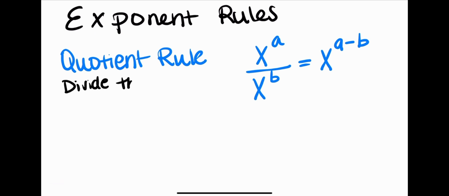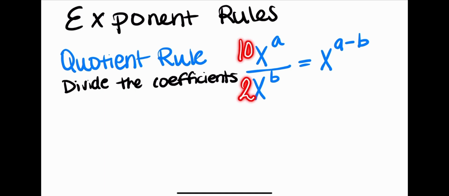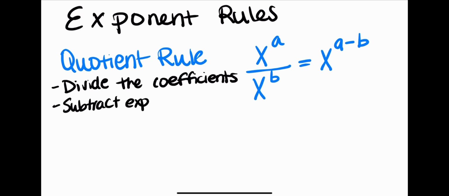So basically the gist of quotient rule is to divide the coefficients as normal, right? Because it is division. This is a division sign. So if there was a coefficient here like 10, and then this coefficient here was 2, then 10 over 2 would give us 5. Okay, so you're going to divide your coefficients as normal, but you have to subtract exponents that have the same base.